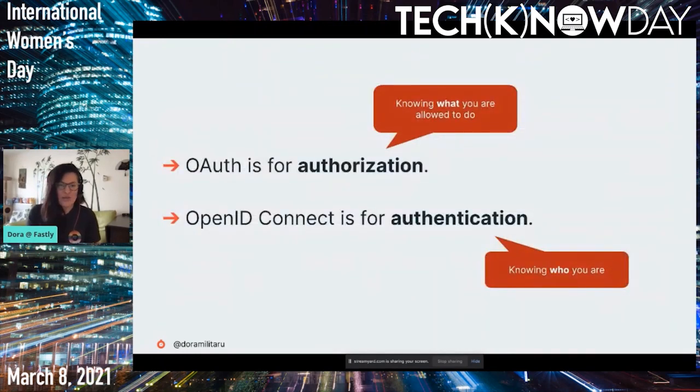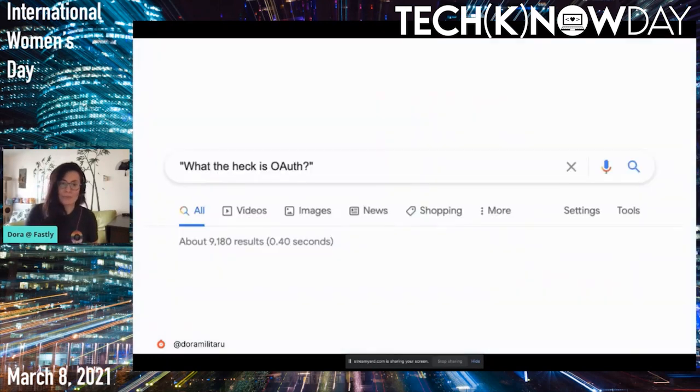And the only thing that you really need to remember is OAuth, which actually stands for Open Authorization, is for authorization. It deals with knowing what you're allowed to do, or your permissions as a user in the context of a distributed system. And OpenID Connect is for authentication. It's knowing who you are, things like your profile data, your email address, things tied to your identity. OAuth, authorization. OpenID Connect, authentication.